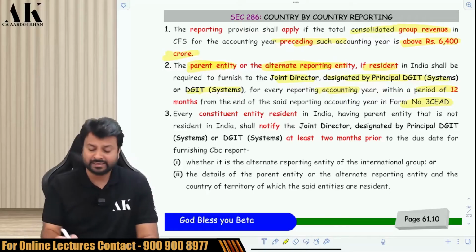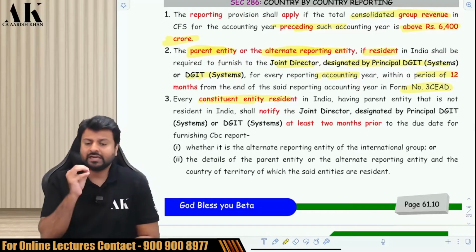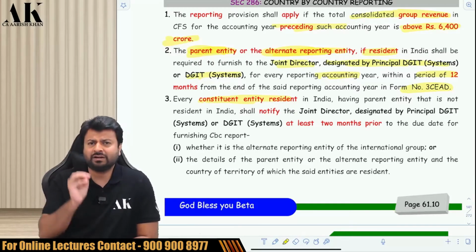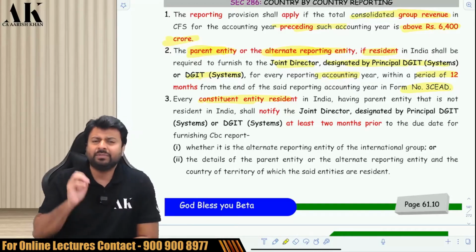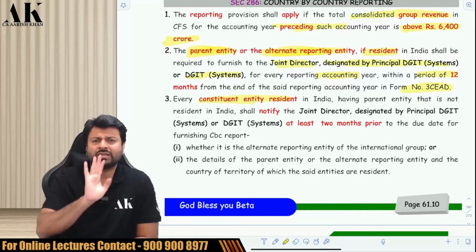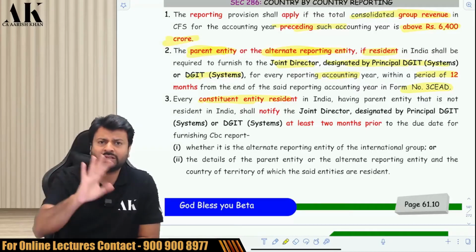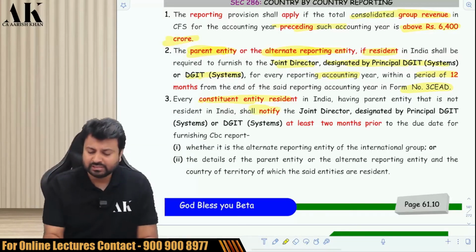Okay, next. Every constituent entity. First of all, you will ask me a question: what is a constituent entity? A constituent entity is an entity which is a part of CFS. So every company which is a part of CFS is called a constituent entity. Even if a company is not part of CFS, because of some reason, that company can also be called a constituent entity. And even a foreign company's permanent establishment in India can also be called a constituent entity. So the constituent entity has some responsibility. So suppose I'll give you an example.